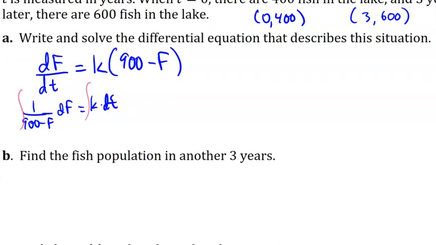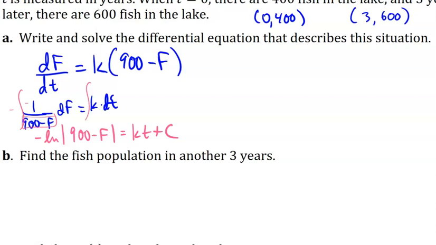Okay, so then we have the integral of 1 over 900 minus f is not natural log of 900 minus f. It is negative natural log of 900 minus f. Why the negative? Because my u needs a -1 df as the du. So I would multiply by -1 and -1. Okay, so please pay attention to any possible coefficient changes that you need there. All right, and then that's equal to kt plus a constant c.